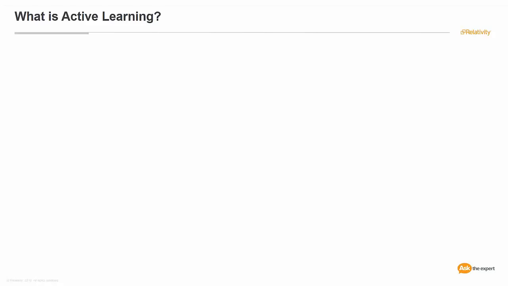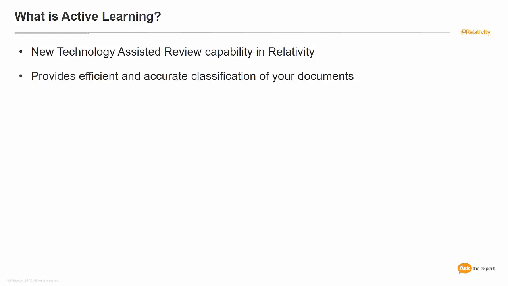All right, without further ado, let's talk about what is active learning. This is a new technology-assisted review, or TAR, capability that we've made available in Relativity. It provides an efficient and accurate means for classifying your documents, for bucketing your documents.